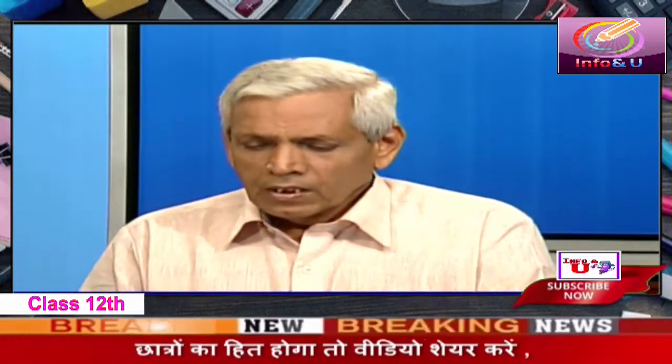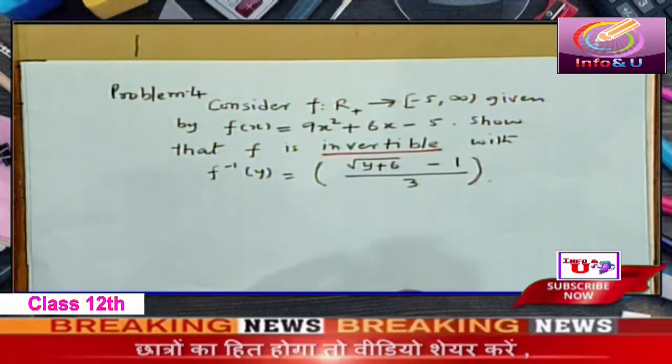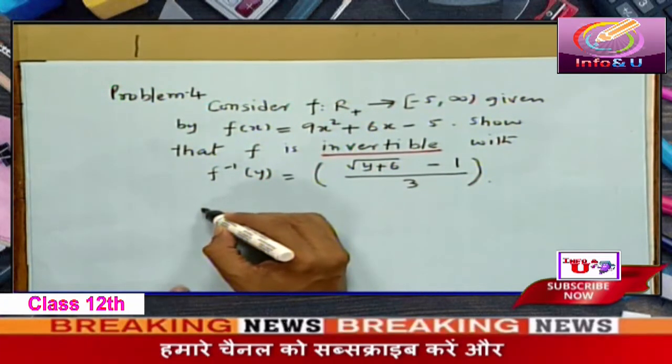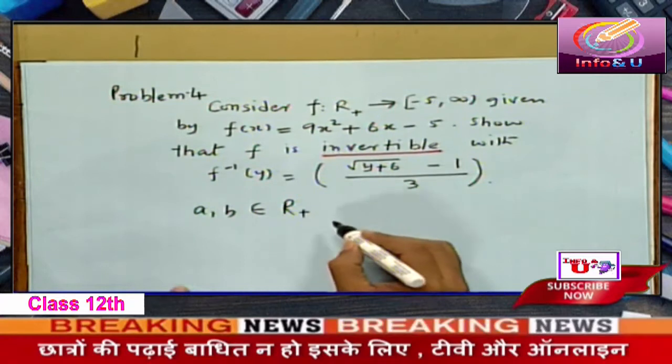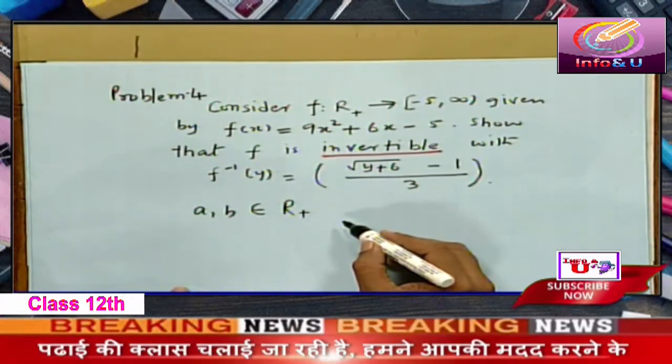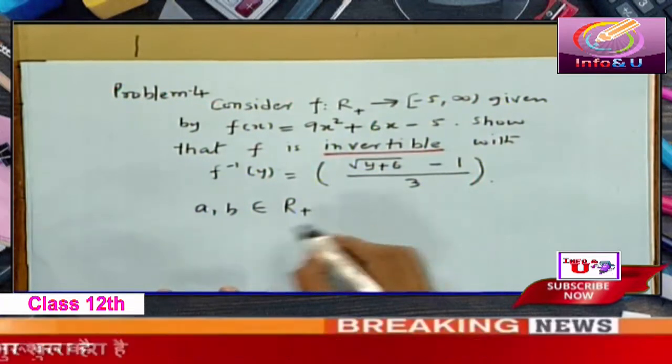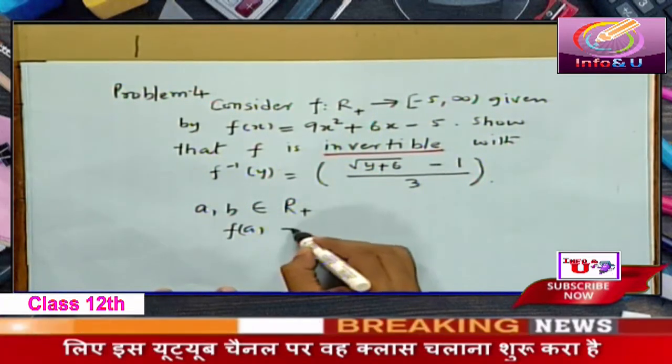A function is called invertible if the function's inverse exists, and that happens only when the function is one-one and onto. So to show that the function is invertible, we must show that the given function is one-one as well as onto. First we show it is one-one. For that, let us take two elements a and b in the domain, that is R plus. Of course, R plus means the set of all positive real numbers. We assume that f(a) is equal to f(b).